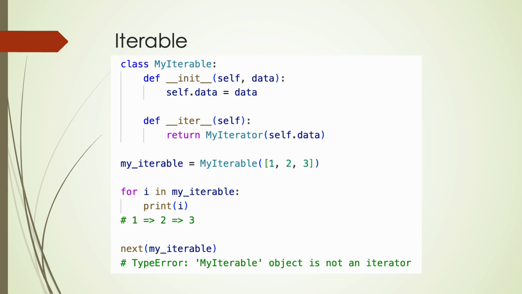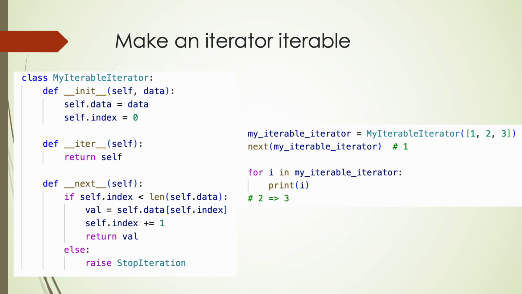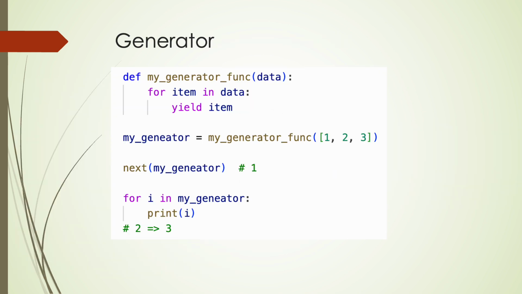However, we cannot call the next function on it. This is because an iterable is not an iterator. A bit intriguing, right? We can make our iterator iterable by adding the magical __iter__ method to it, which simply returns self, meaning the object would be its own iterator. Now we can both call the next function on the instance as an iterator and also loop over it as an iterable. As you see, the code in the previous example to make an iterator iterable is pretty complex.